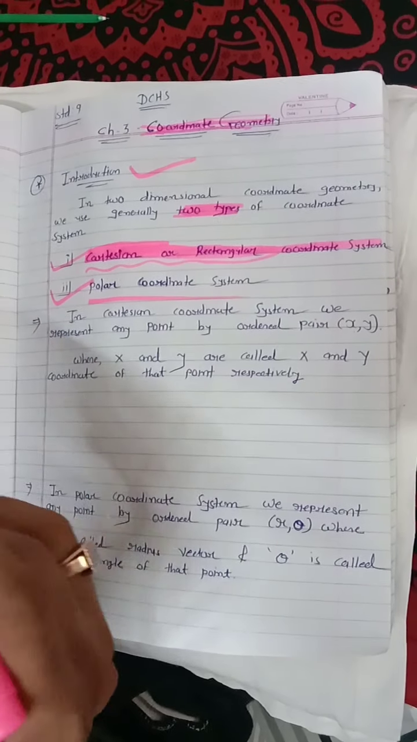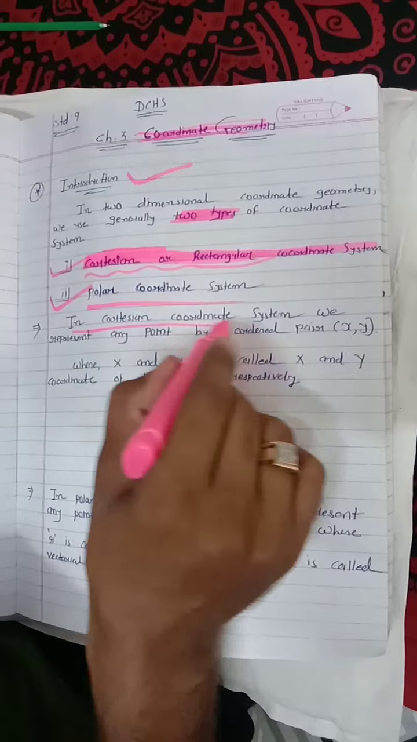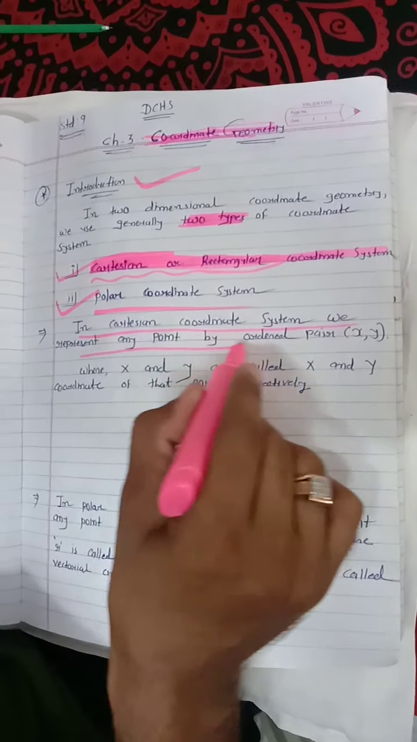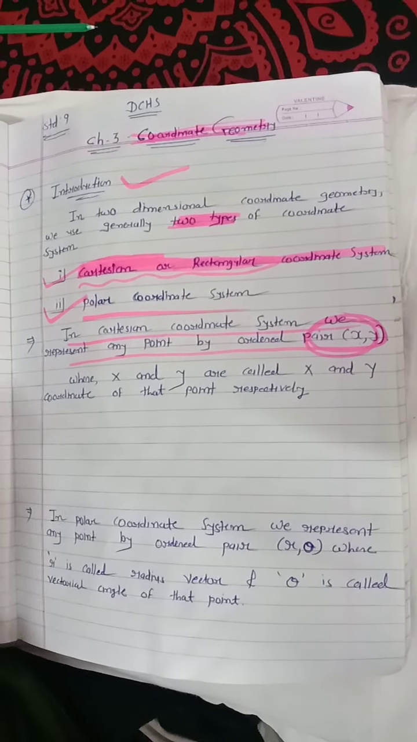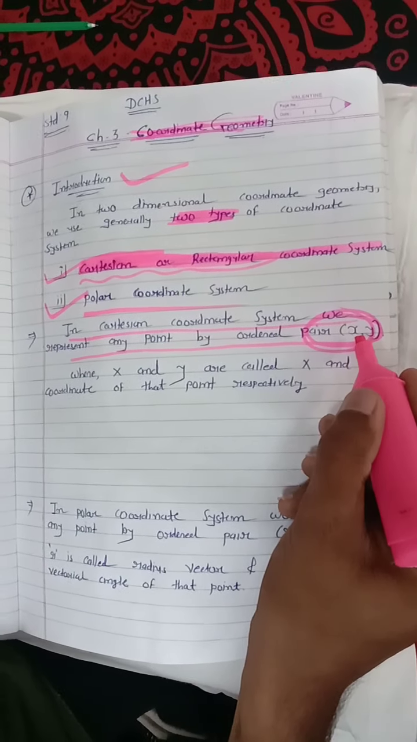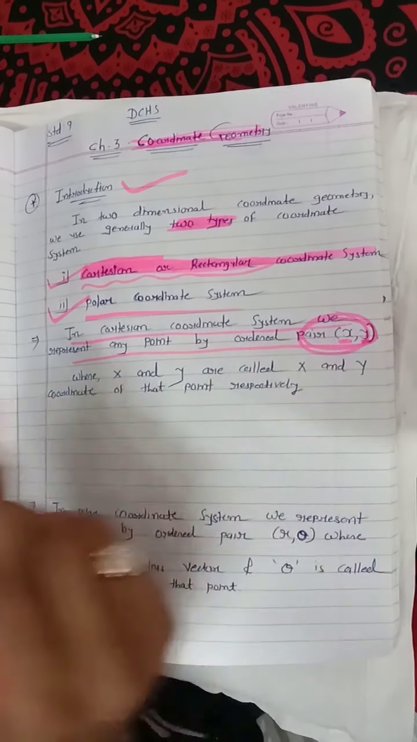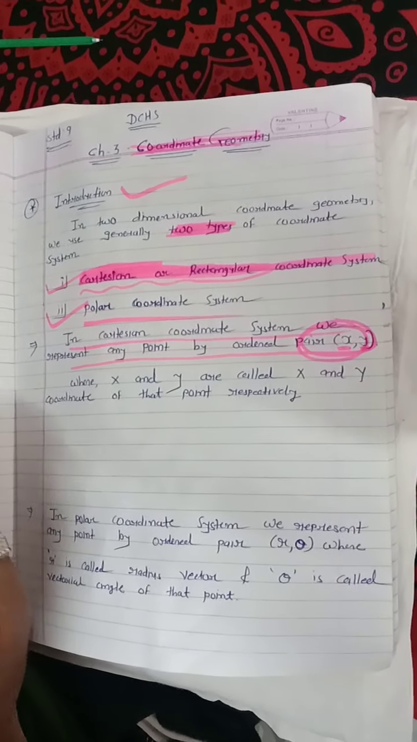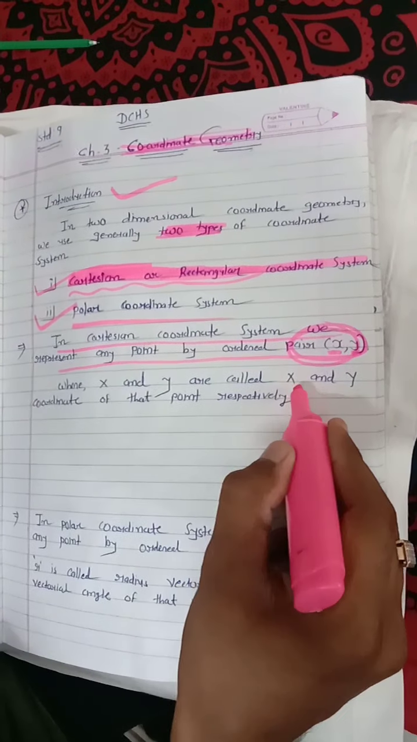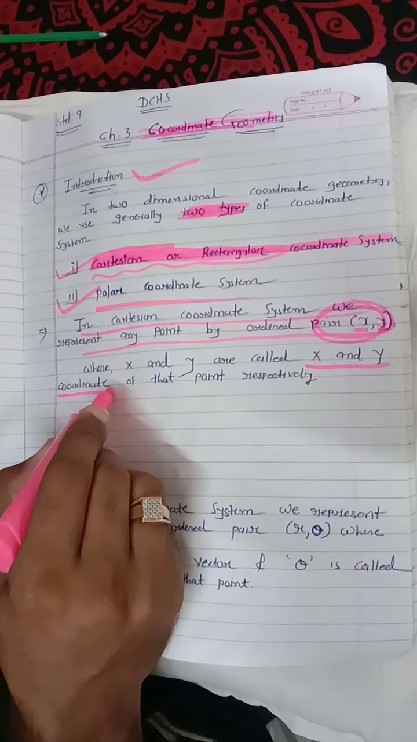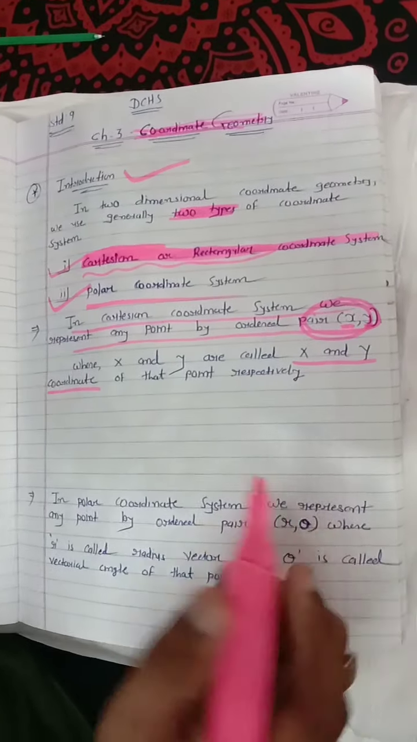Now, first, what is the Cartesian coordinate system? In the Cartesian coordinate system, we represent any point by an ordered pair of x and y. It means the first one represents x and the second one represents y. Now, what is x and what is y? x and y are called the x and y coordinates. x represents the x coordinate, y represents the y coordinate.